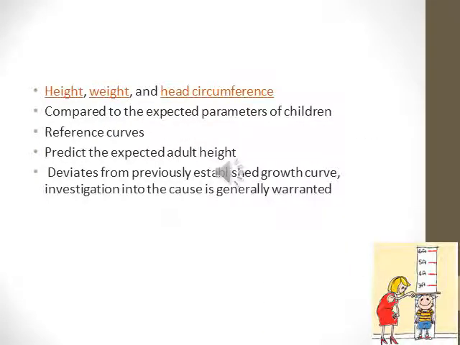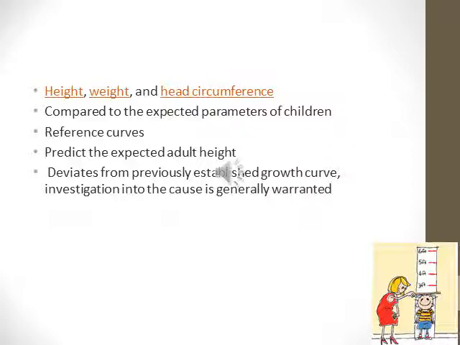The physical parameters which we use while plotting on the growth chart are height for age and weight for age. You can also measure the head circumference of the child. Then we compare these parameters with the expected parameters of children of the same age and same gender, to determine whether the child is growing appropriately or lagging behind. And sometimes, like in gigantism, the child's height is more than the expected parameters for the same age and gender.